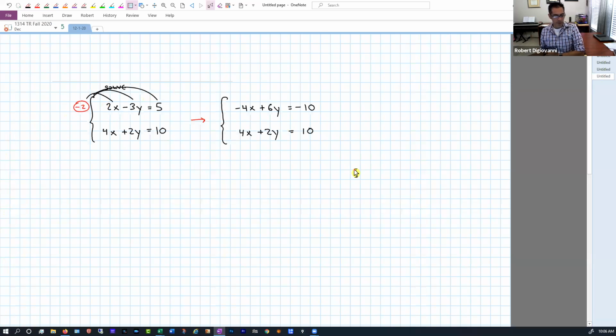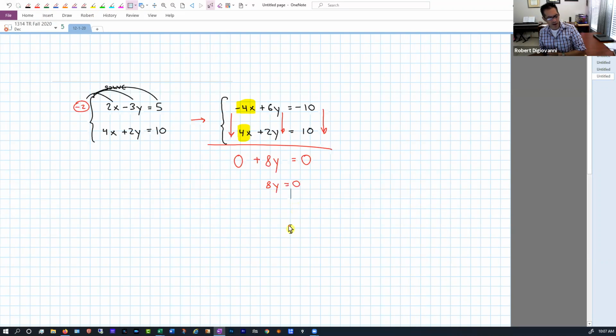Okay. All right, so now do you see that the x's will cancel if I add straight down now? So let's go ahead and add straight down. And this time I'm not even going to rewrite it. I'm just going to add down underneath this. Okay, add everything down, I get 0, and then here I get 8y, and then equals -10 plus 10, that's 0. So you get 8y is 0.